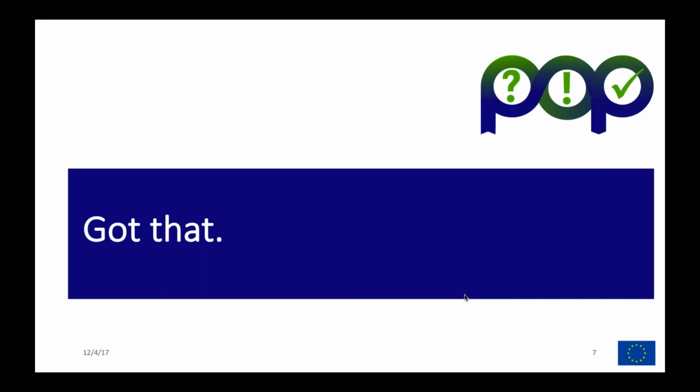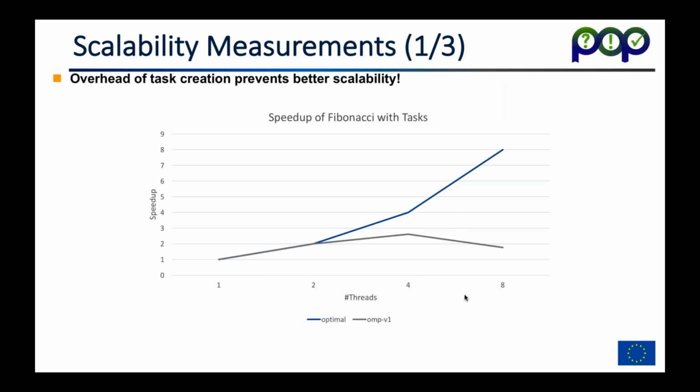Okay, got that. Thank you very much. So let me come back to my code. If we remember, this is the performance I got. What I'm showing here is my first approach, from 3 slides ago, over 1, 2, 4, and 8 threads. I would really like to have seen the blue line, which is the optimal or linear speedup. But what I got is this lousy grayish line.